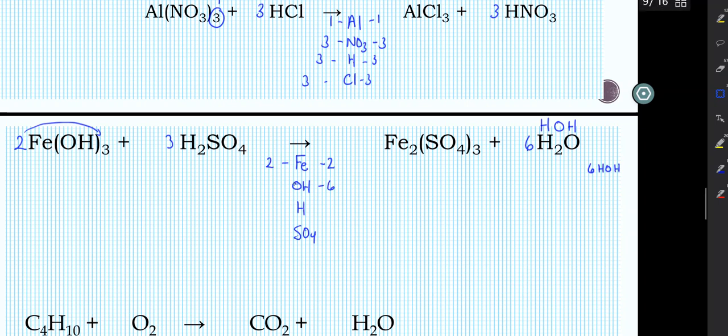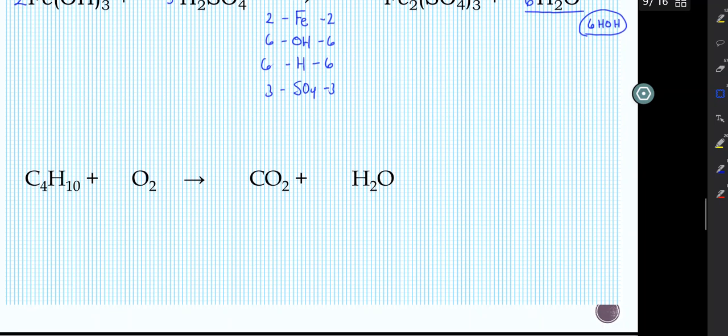6 and 6. H's are 6 and 6. And SO4's are 3 and 3. Okay. So notice I put that 6 in front of the H2O. This isn't really a thing. This isn't really existing. It's 6H2O, so I'm going to keep it like that. So I'm done there. Last one is about fractions.